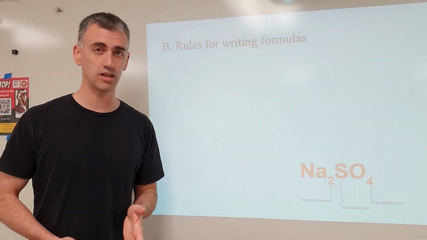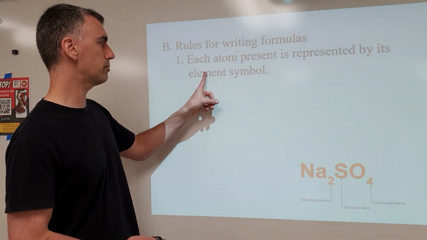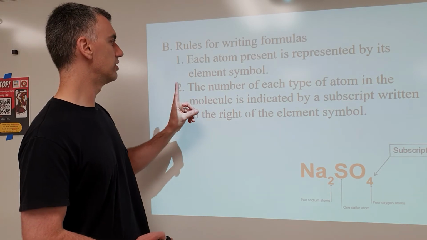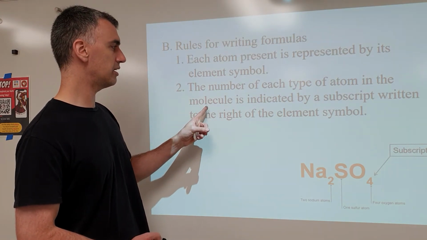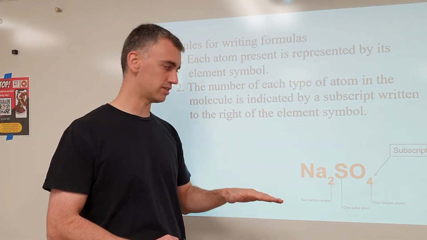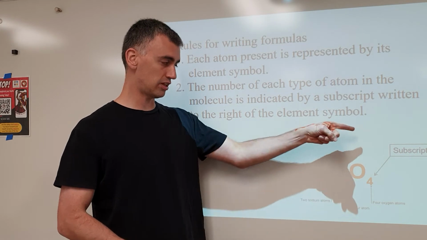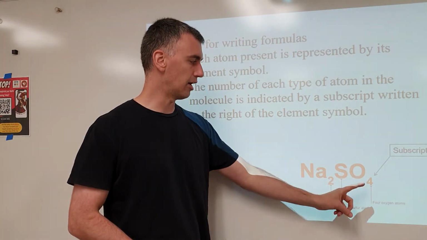So you will be writing lots of chemical formulas. Let's look at the rules. Each atom present is represented by its symbol. The number of each type of atom is indicated by a subscript. That's these numbers here. Sub means like below, and script means written. So written below is what the word subscript means. Make sure to label it on your own handout, by the way.